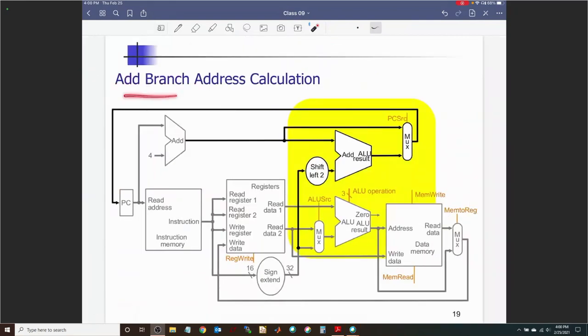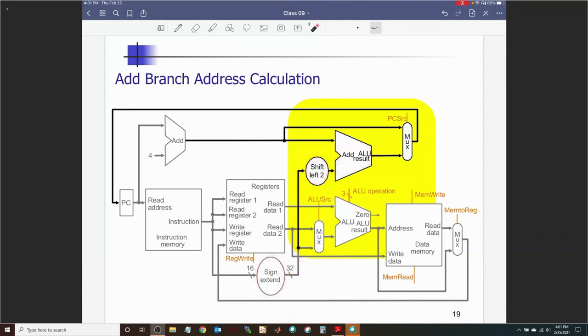Now, how do you add the branch address? This was giving us PC plus 4. Now we have another adder. On one of the inputs, you have PC plus 4. And on the other input, you have the 32-bit sign extended value, which has been shifted left by 2, which means it has been multiplied by 4. You add them together to compute the target address or the branch address.